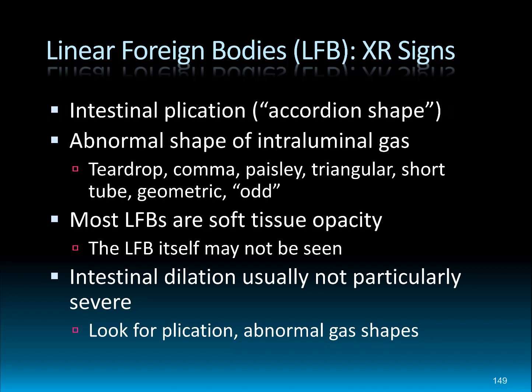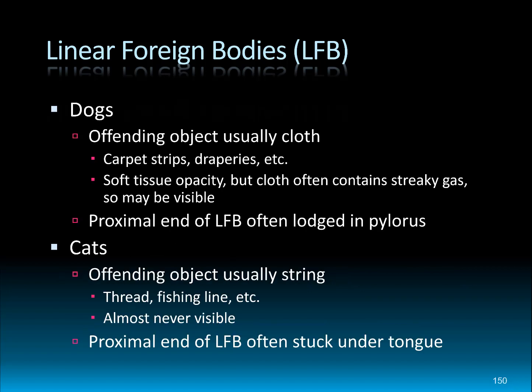Most foreign objects themselves are more soft tissue opacity, so we often don't see the object, we just see the effects in that there's that odd shape of intraluminal gas and the small intestine looks really bunched. There can be intestinal dilation, but it's usually not particularly severe, so usually it's not to a degree that you'd start talking about two populations of small intestine, although it can be.